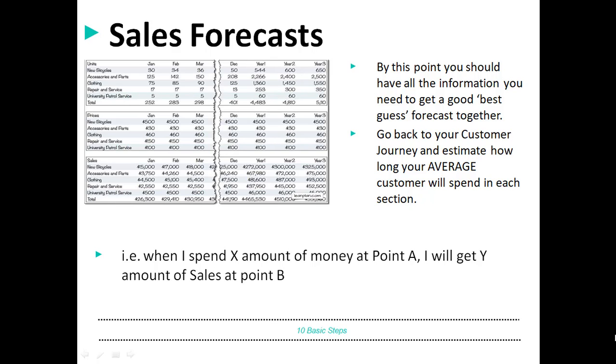So if your flash to bang time or your customer cycle time is something like 3 months, if I spend £5,000, or dollars, in January, I will get X amount of clicks in February, which will mean I'll have Y amount of warm leads in March, which will mean I'll have Z amount of revenue in April.